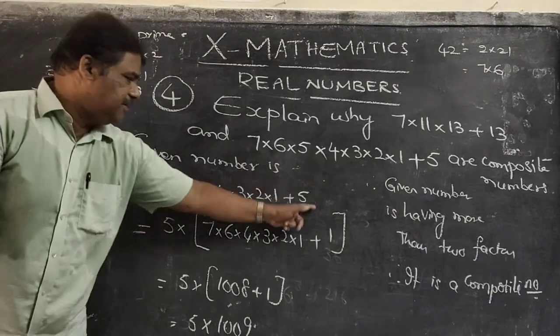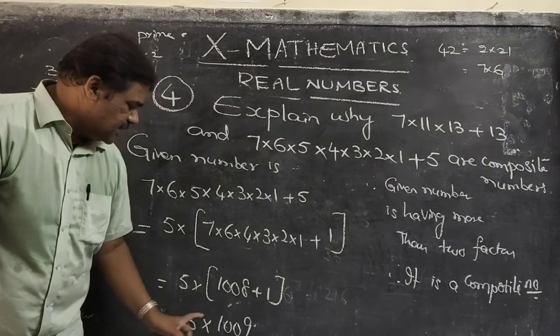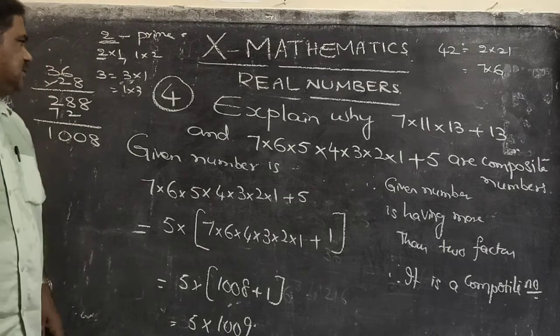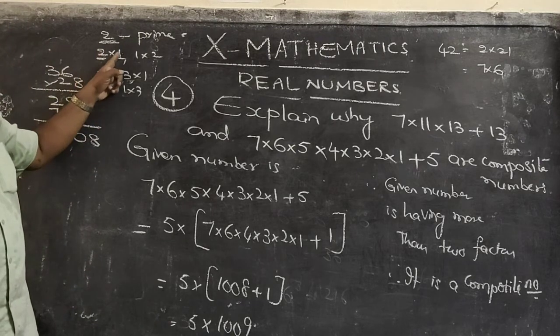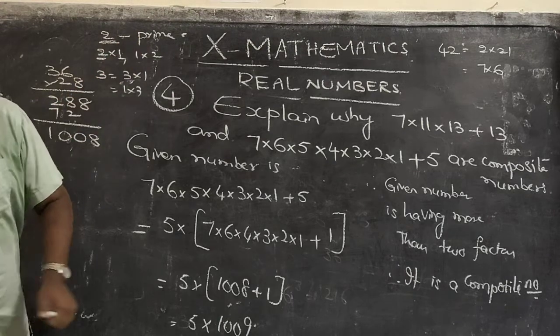This is the given number. The given number is expressed as product of some 2 other numbers. So if a number has more than 2 factors, it is a composite number. If a number has only 2 factors, 1 and itself, that number is called prime number.